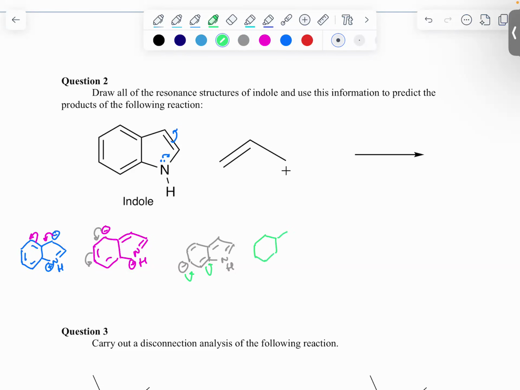And so as we work our way through all of these resonance structures, we will quickly find ourselves back to the starting point. And now we can basically neutralize again.